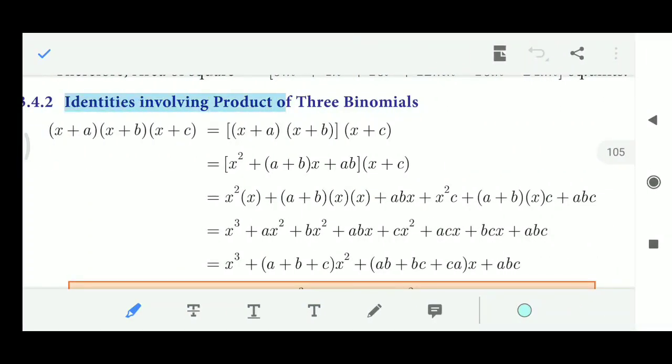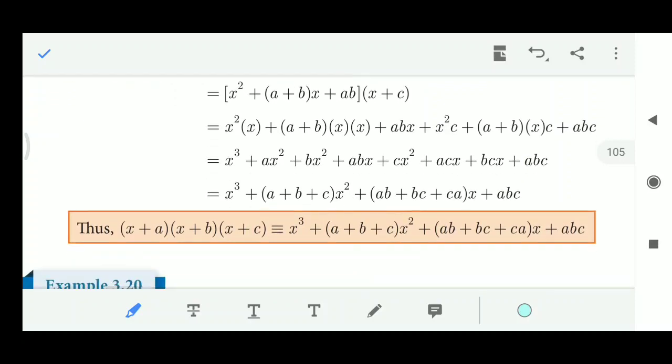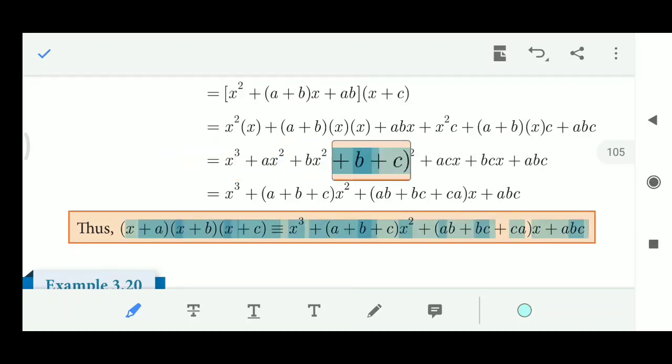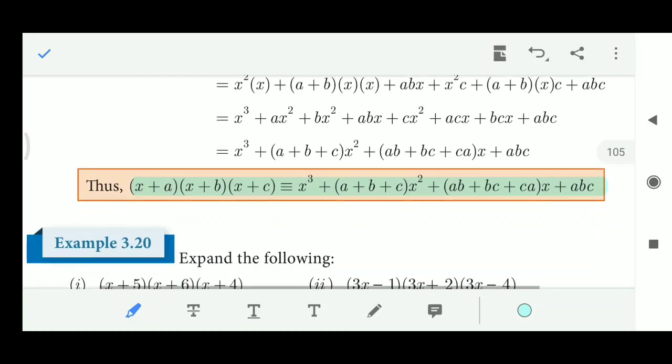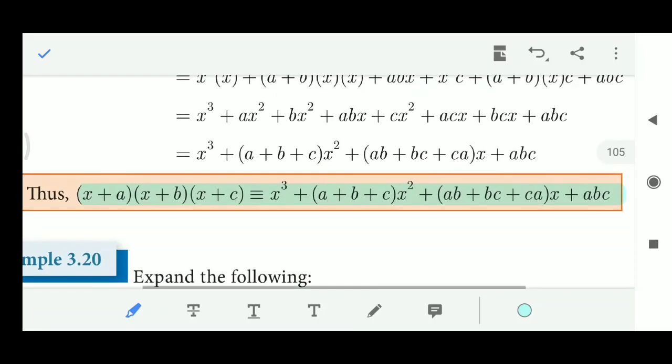Next we are going to see the identities involving product of three binomials. Here x plus a is the first binomial, x plus b is the second binomial, and the third binomial is x plus c. The expansion of this is x cube plus a plus b plus c into x square plus ab plus bc plus ca into x plus abc. Using this identity, we are going to do the next sum.